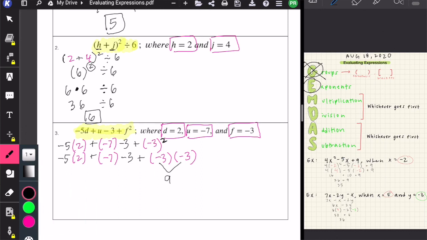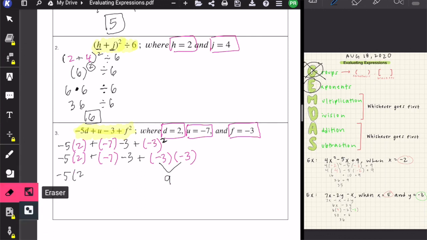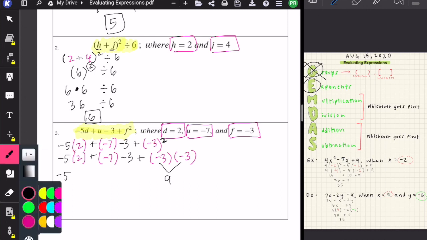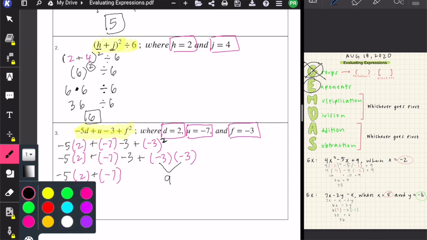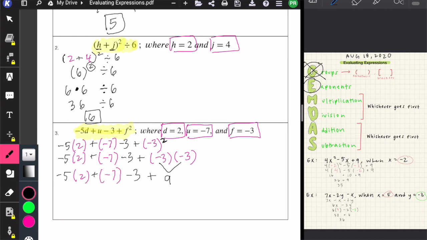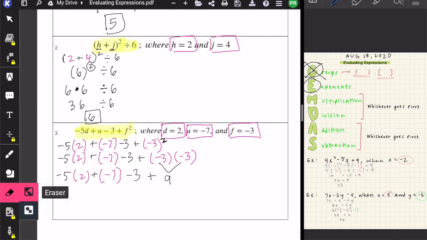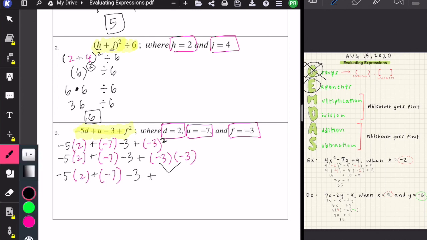So let's bring everything down. Whoopsies. Let's bring everything down. 2, and then plus a -7, and then minus 3 plus 9. Right there. I'm gonna make it look a little nicer. Okay, perfect. So I am all done with my exponents. Put a check mark there.